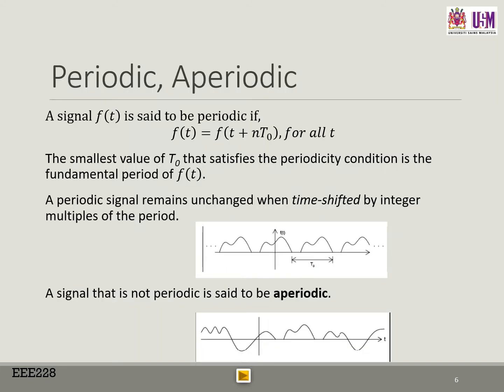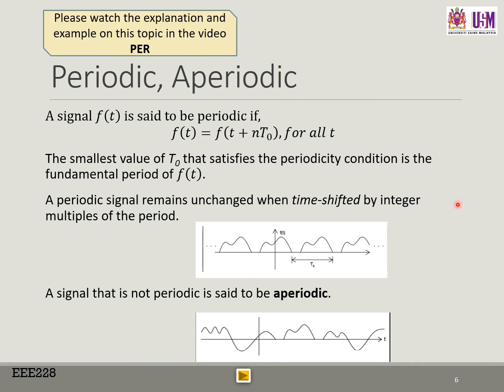Periodic and aperiodic signals. A signal f(t) is said to be periodic if it repeats itself after a regular time interval, where T0 is the fundamental period. It is the smallest value of time interval that satisfies the periodicity condition. A periodic signal remains unchanged when time shifted by integer multiples of the period, and a signal that is not periodic is said to be an aperiodic signal.